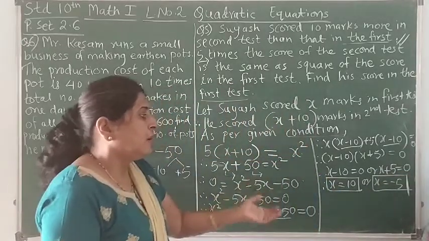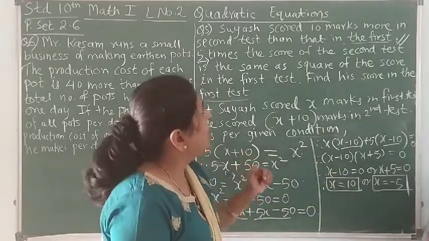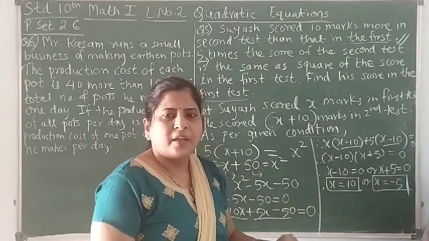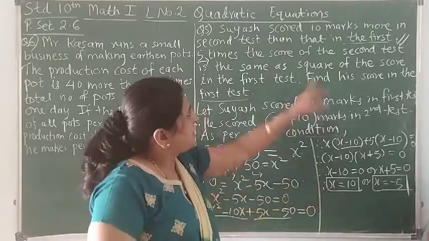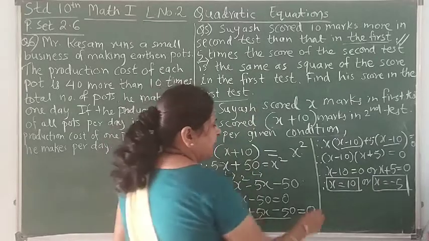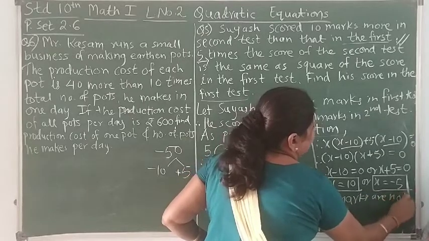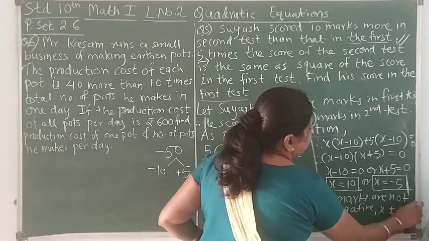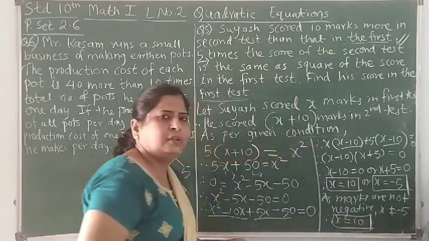Now, what is the value which is accepted? Can we accept both the values or do we have to accept only one? Here, there is nothing given about negative marking, so we should not accept minus 5. Till now we have not had that system in our normal education system. So we will accept that marks cannot be negative. Actually it can be negative, but it is not mentioned in the question. So we can say, as marks are not negative, we will write x is not equal to minus 5, and therefore x is equal to 10. Therefore Sujal scored 10 marks in the first test.